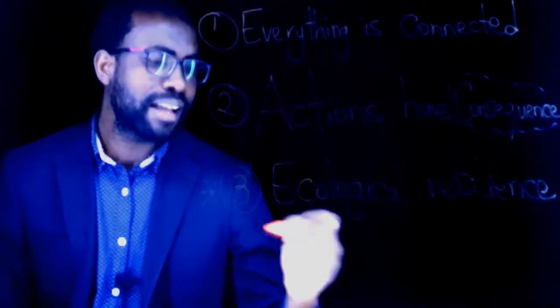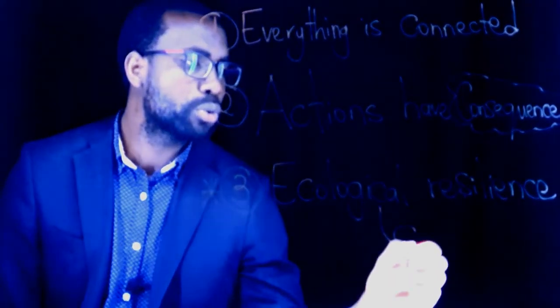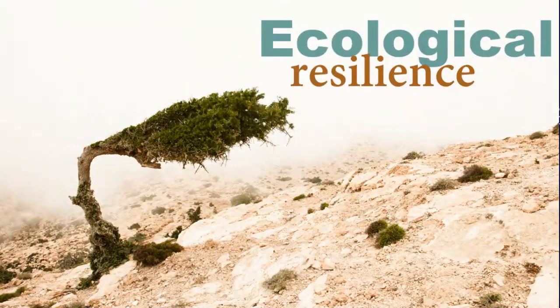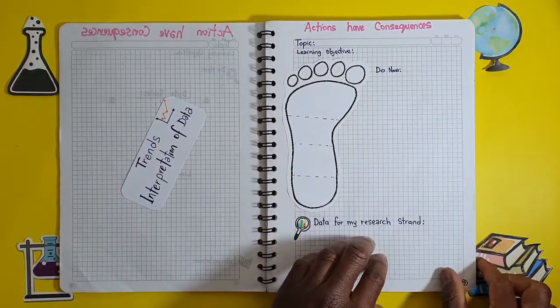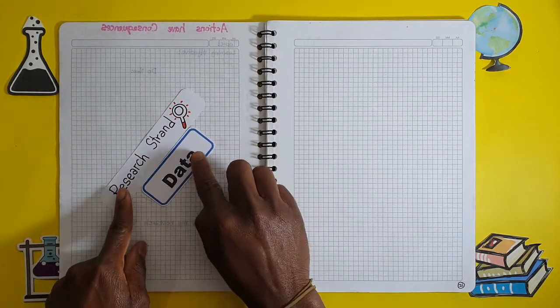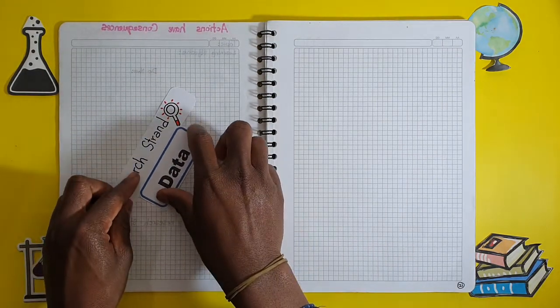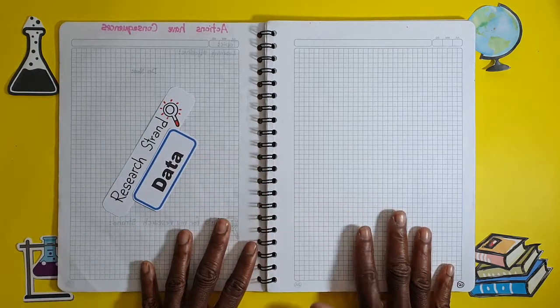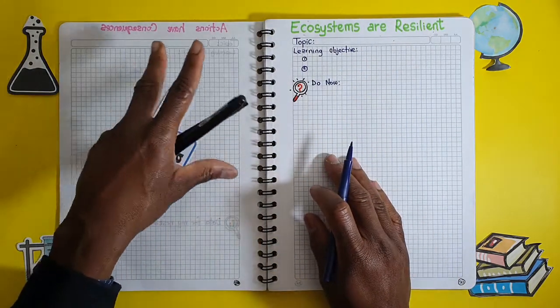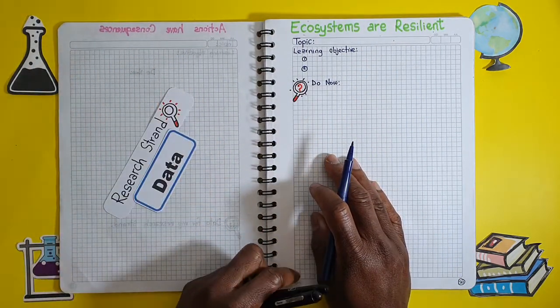And can human beings look for solutions to help reduce our footprint? So guys, this is what we're going to be looking at: ecological resilience. As I told you earlier, we're going to be looking at how ecosystems are resilient to all the actions and pollution human beings are doing.